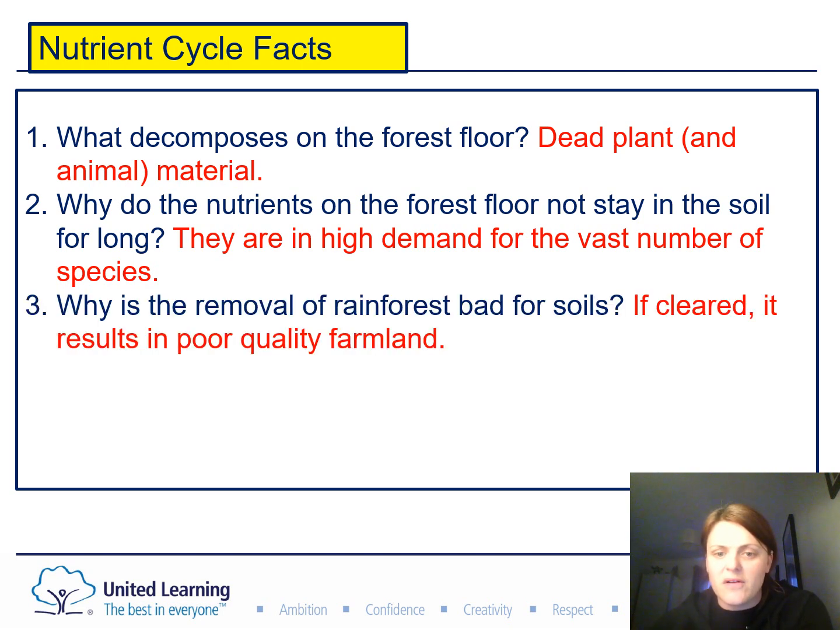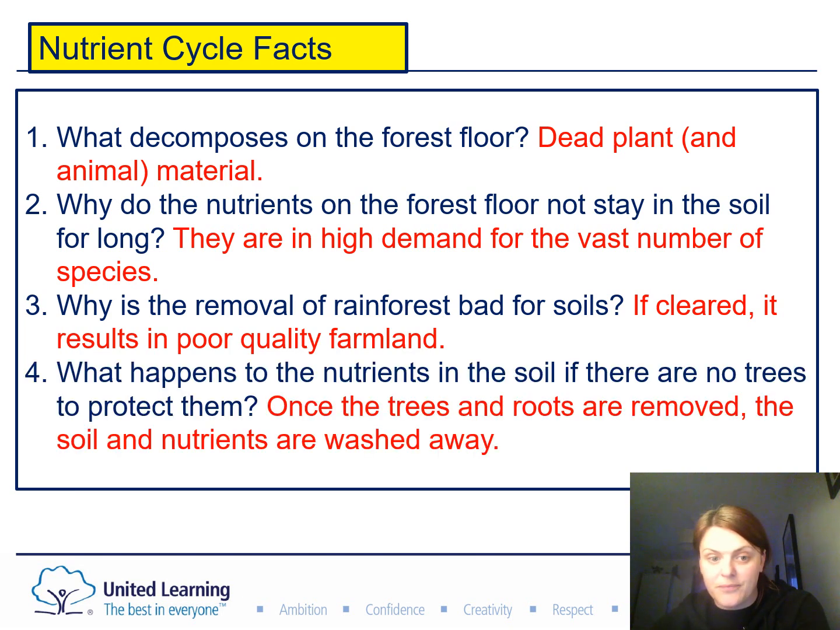Why is the removal of rainforest bad for soils? Well, if the trees are cleared, it results in poor quality farmland. No nutrients are going to be in the soil, so nothing can grow. What happens to the nutrients in the soil if there are no trees to protect them? Once the trees and roots are removed, the soil and nutrients are washed away.